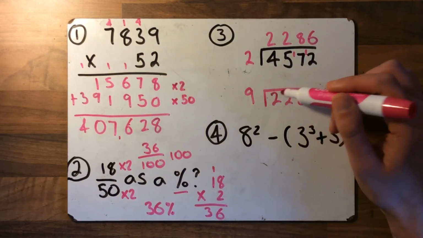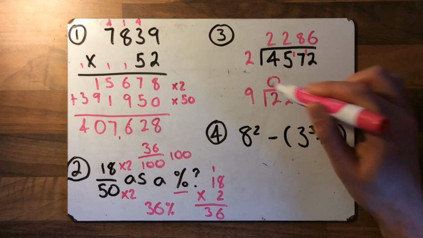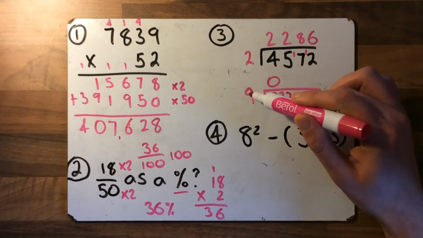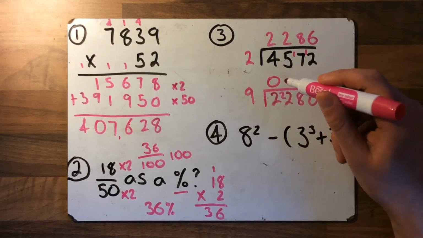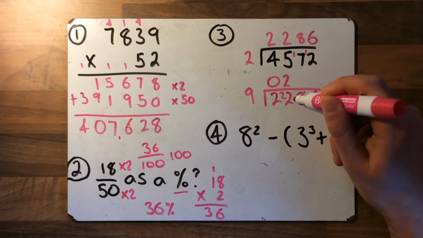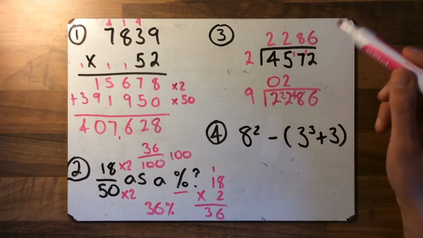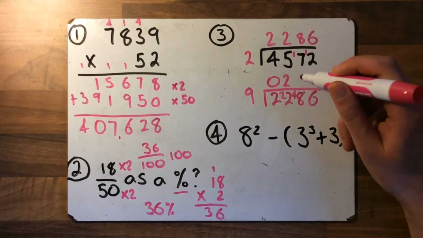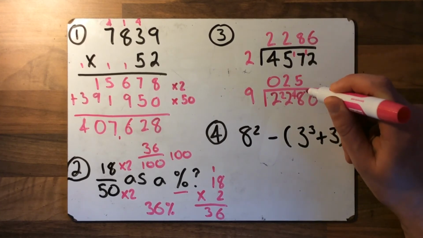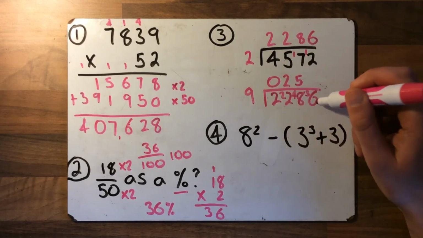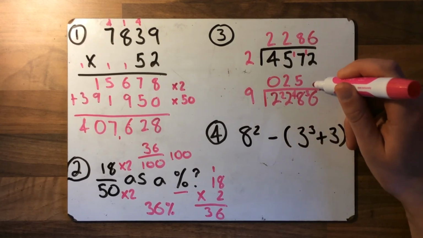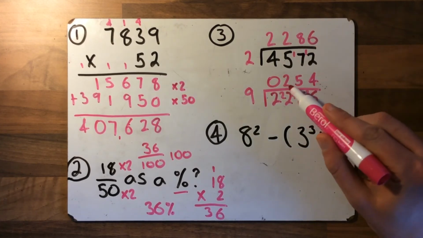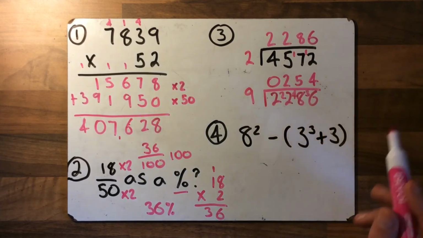So how many times does 9 go into 2? It doesn't, and the 2 gets carried over. How many times does 9 go into 22? It goes in twice with 4 left. How many times does 9 go into 48? It goes in 5 times with 3 left. How many times does 9 go into 36? It goes in 4 times. So there's our answer, 254.